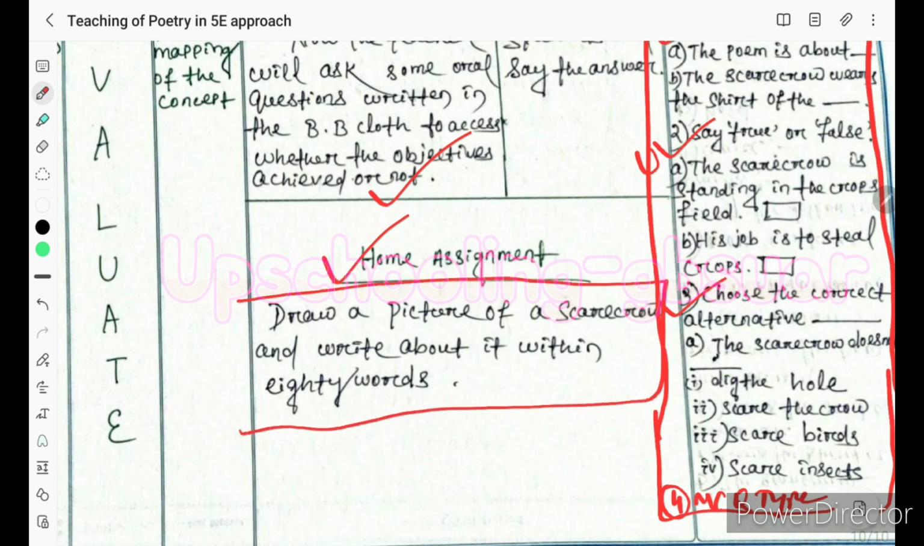According to my topic, I have to give them this: they will draw the picture of a scarecrow and write about it within 80 words.